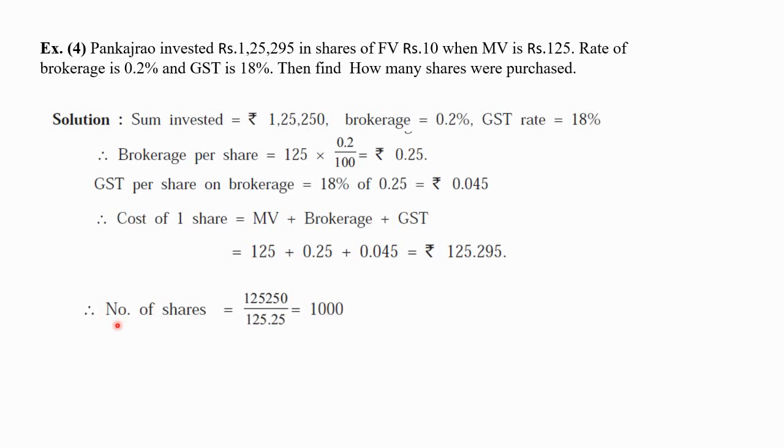Therefore, the number of shares will be equal to the total amount invested, in this case 1,25,250, divided by the cost of one share, which is rupees 125.295. If we divide this, we get 1,000.